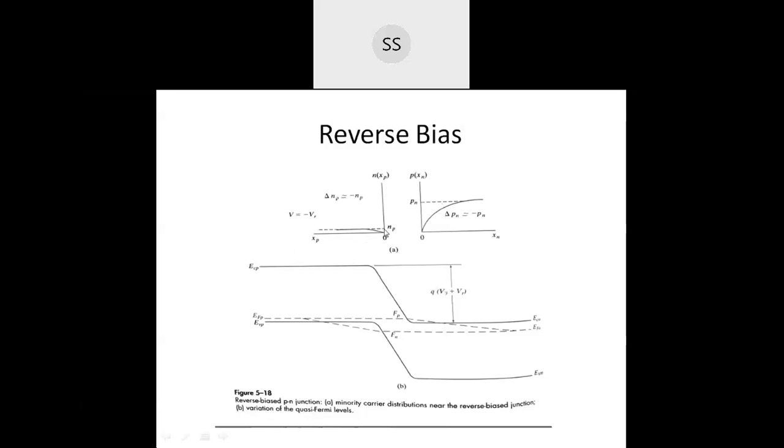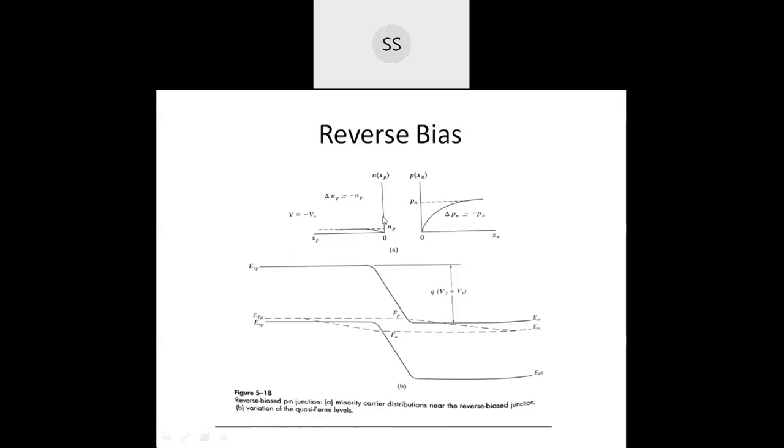Now, where is the concentration here? Carrier concentration is indicated by NP and PN levels. First of all, keep in mind that this is the P side. The P side has electrons as the minority carriers. This is the N side, where holes are the minority carriers. So imagine that on the P side, NP is the minority carrier concentration.